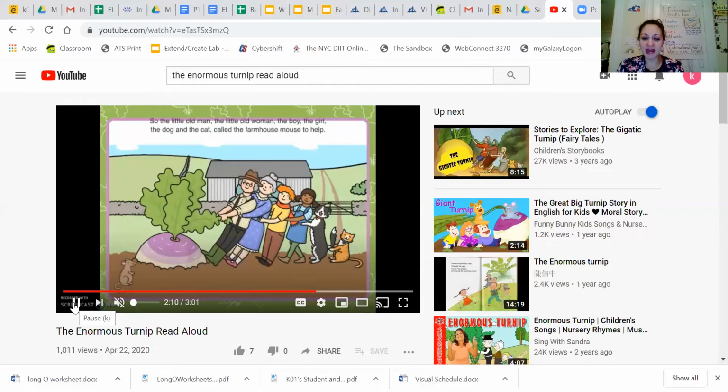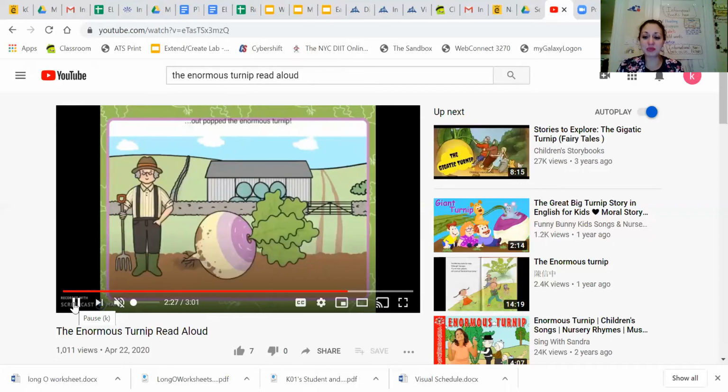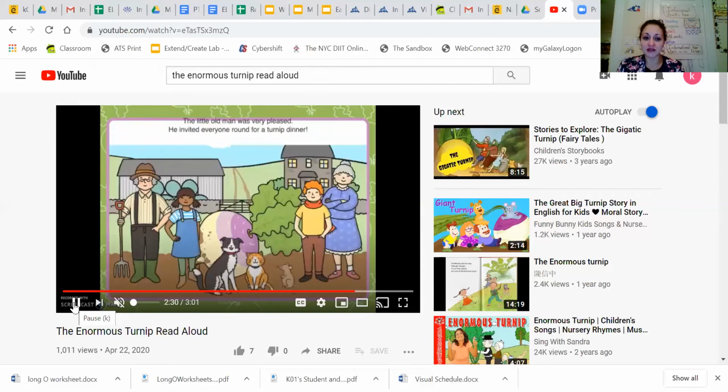So the little old man, the little old woman, the boy, the girl, the dog, and the cat called the farmhouse mouse to help. Together they pulled and pulled and pulled, and suddenly out popped the enormous turnip. The little old man was very pleased. He invited everyone around for a turnip dinner.